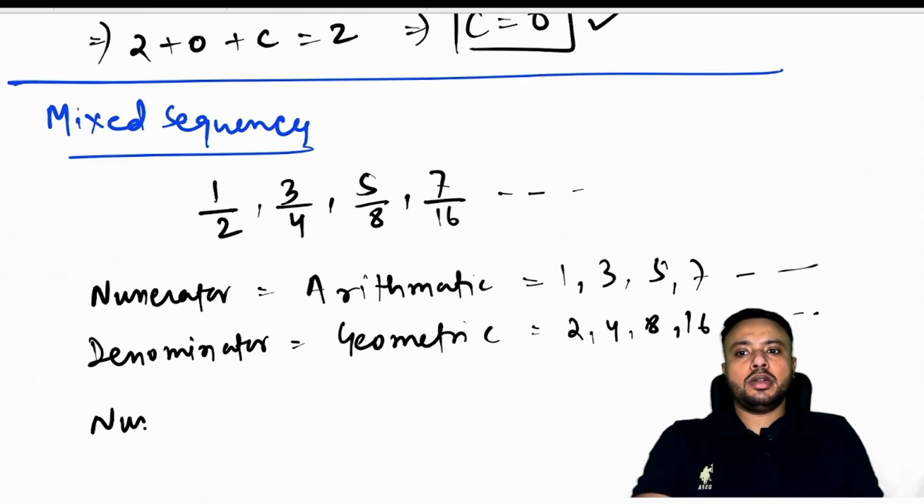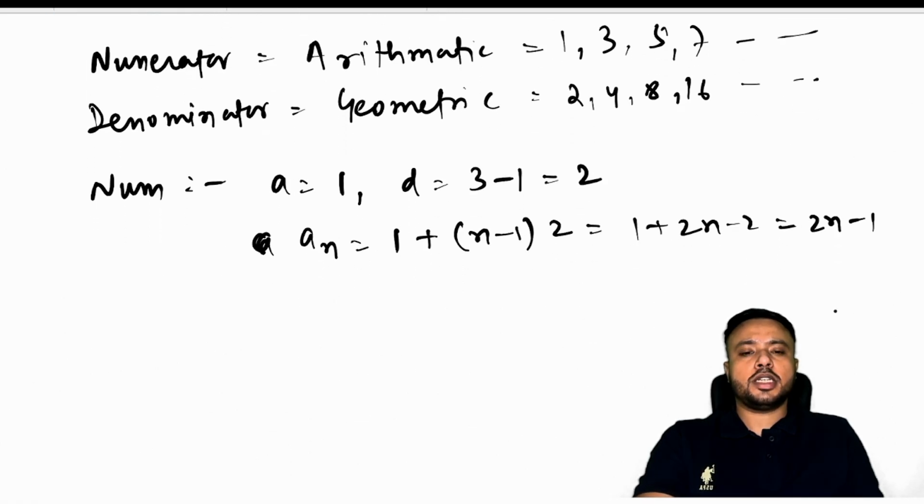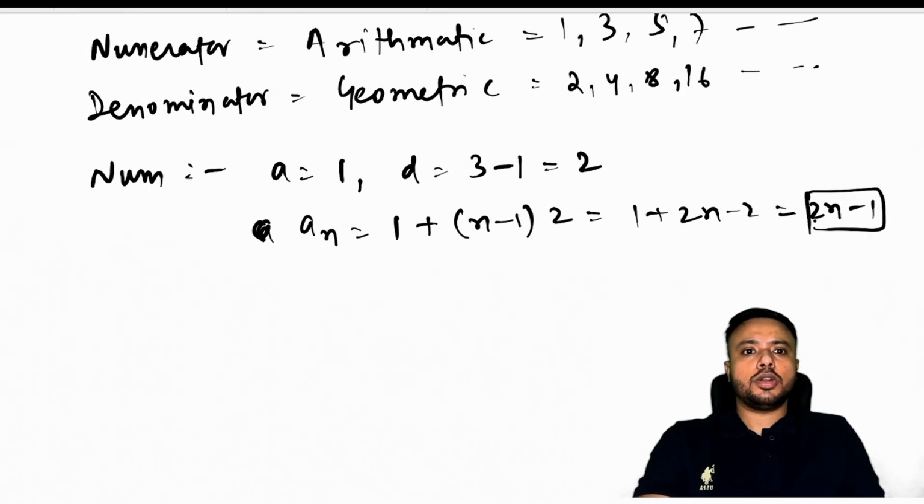So for numerator, a value is 1, d value is t2 minus t1, which is 2. Since it's an arithmetic sequence, I can say that an would be equal to 1 plus n minus 1 times 2, which is 1 plus 2n minus 2, which is 2n minus 1. So that's the general rule of the numerator.